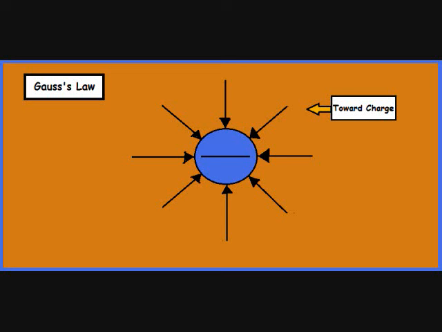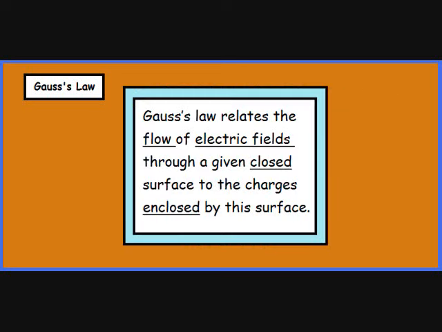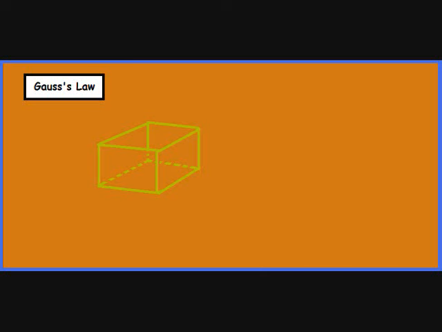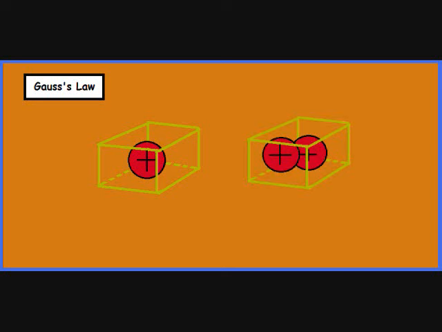Gauss's law also helps us to relate the flow of electric field through a given closed surface to the charges enclosed by this surface. Now, that's quite a mouthful. What does this actually mean? Well, as an example, let's say you have a hollow cube, and in this cube you place one positive electric charge. Let's also say you have a second cube, the same size as the previous one, and that in this cube you place two positive electric charges.